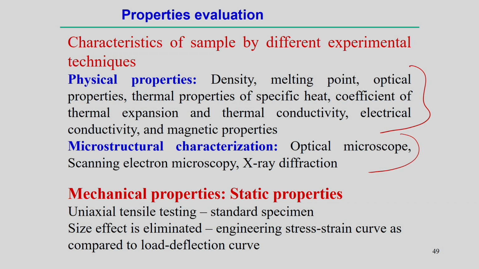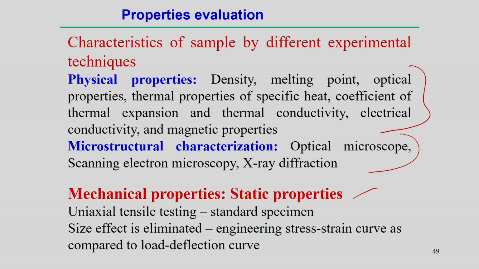First we look into the mechanical properties. This is the most commonly used measure of the mechanical performance of a manufactured component. To evaluate that we do mechanical testing, and the mechanical properties can be evaluated as static properties.